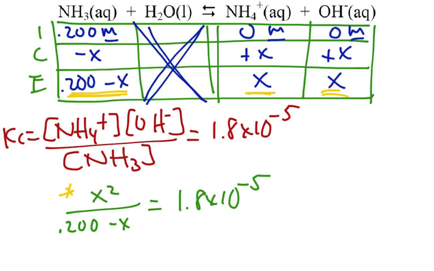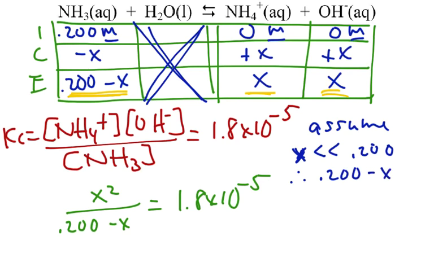So let's go back. And when we do this, we are not going to try to sneak anything by. We're going to be very above board about this. So we're going to say assume that x is much smaller than 0.200. And we'll come back and talk about why we can make that assumption, or how we know that that's a good assumption. And therefore, 0.200 minus x is about the same as 0.200.